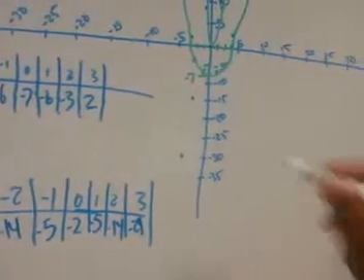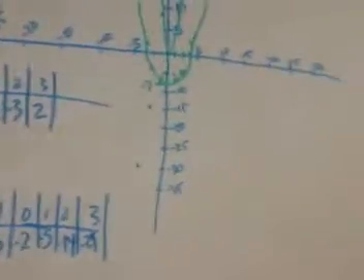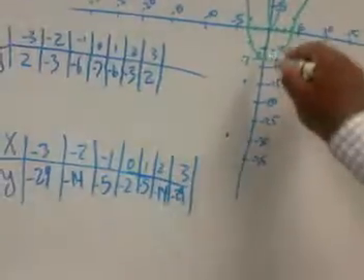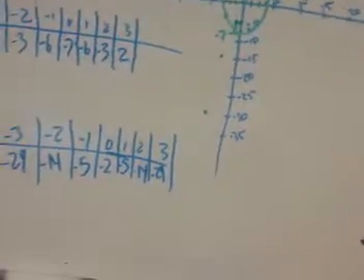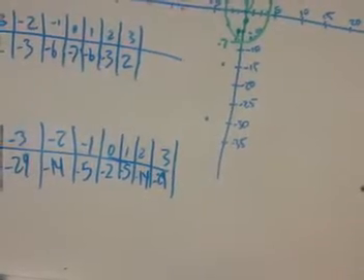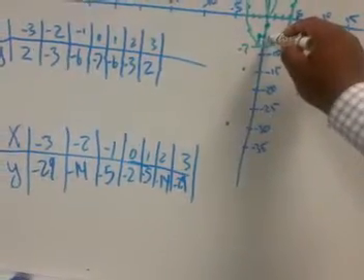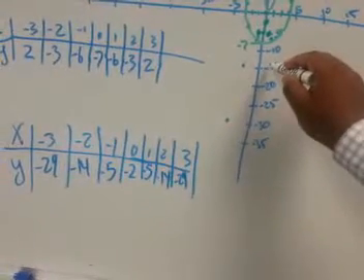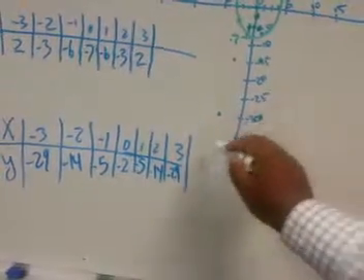When x is negative 1, y is negative 5. You see how it's climbing up. Negative 5. Oops, negative 1. It's negative 5 there. Now when x is 0, y is negative 2. That would be up here. And then when x is 1, y is back down to negative 5. And when x is 2, negative 14. When x is 3, negative 29.